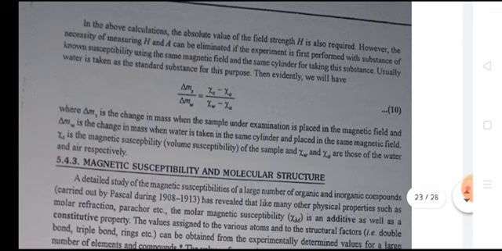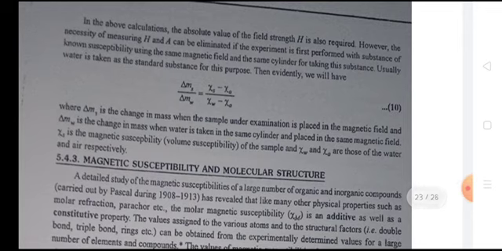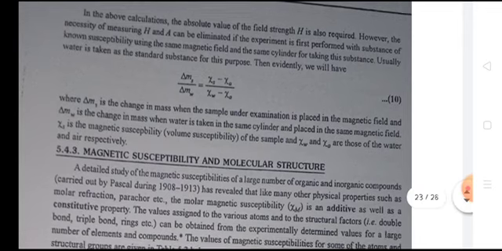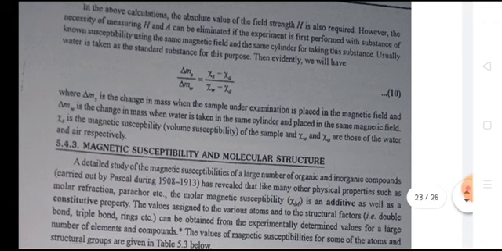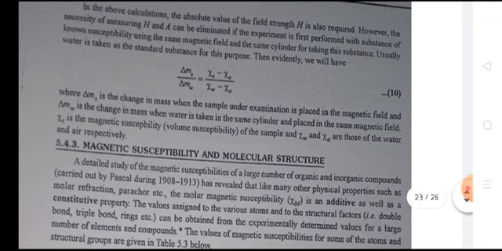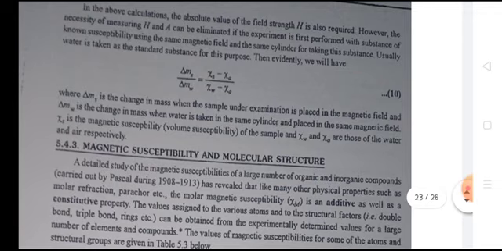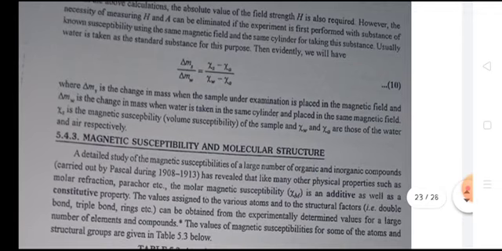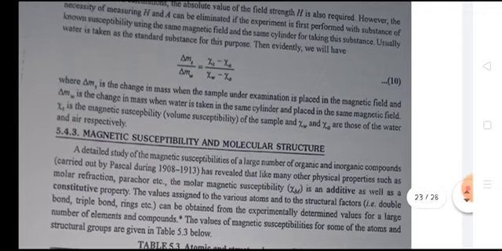In the above calculation, the absolute value of the field strength H is also required. However, the necessity of measuring H and A can be eliminated if the experiment is first performed with a substance of known susceptibility, using the same magnetic field and the same cylinder for taking the substance.